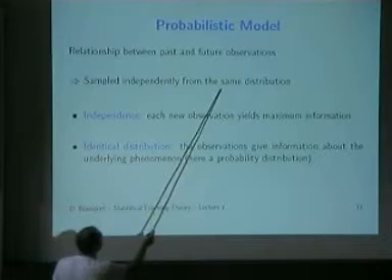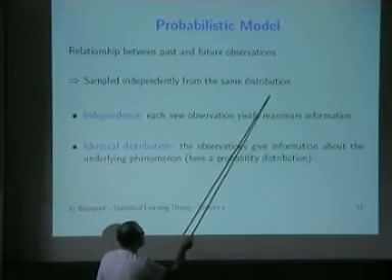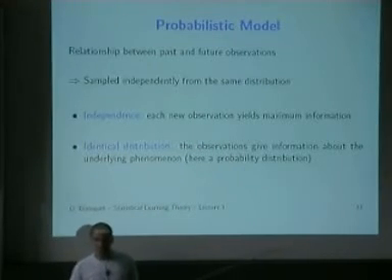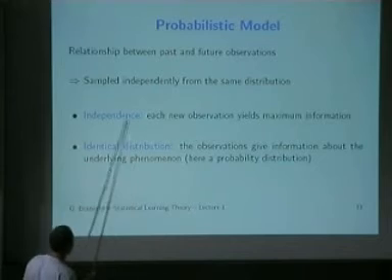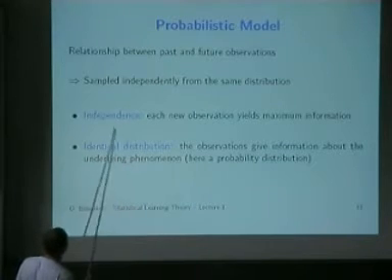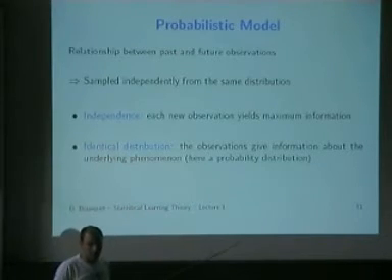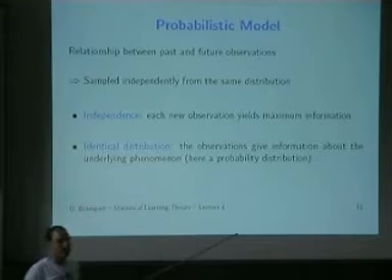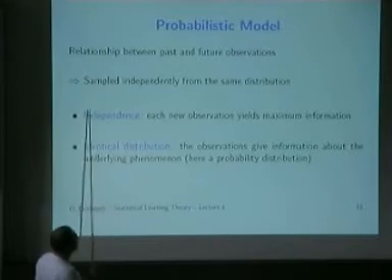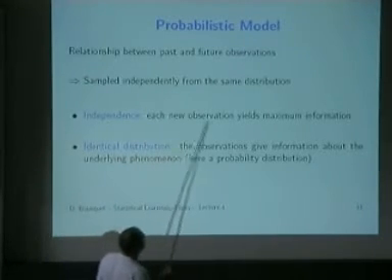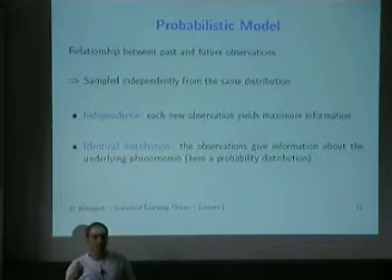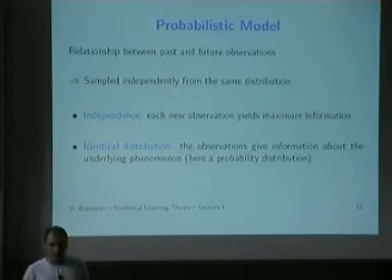So we assume that there is a single distribution or process or phenomenon that generates this data. And why do we make these two assumptions? The assumption about independence is related to the fact that when we have independence, in some way, we can say that each new data that we get gives maximum information about the process we observe.